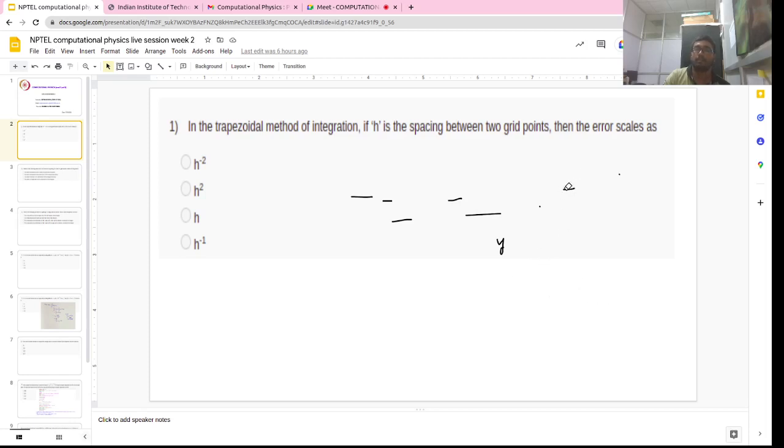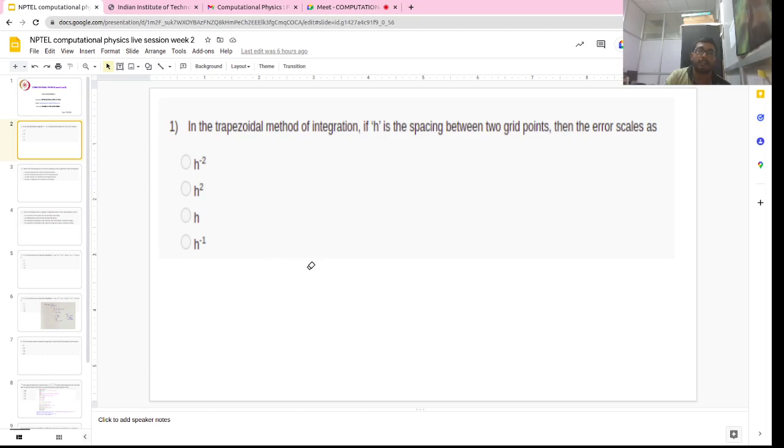So, can anyone tell me what will be the answer of this question? Sir, this is h power 1. Sorry? Can you repeat? The trapezoid method integration, h is facing input. Which one? So it is about the grid spacing, right?